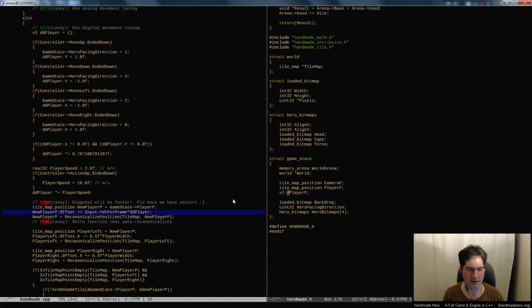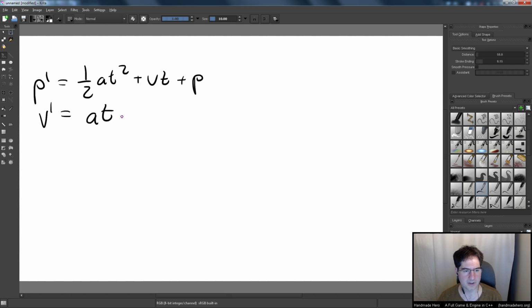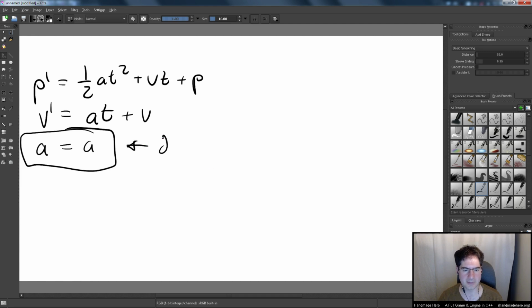So again, let me write them out for you again. We have 1/2 AT squared, plus VT, plus old P. That's our new position, right? And for our new velocity, we said that was just going to be AT plus the old velocity. And similarly, the acceleration is just specified. We don't have to do anything about that. We're just specifying it. This is coming from the D-pad, right? The user is saying what that acceleration is.